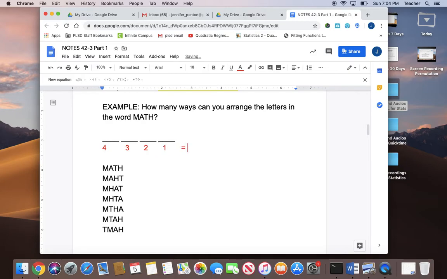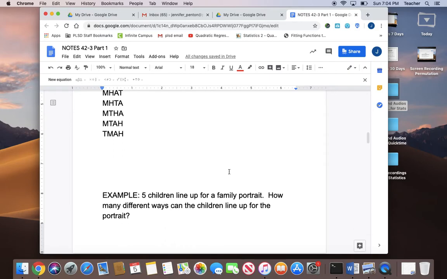So if I wanted to know the number of ways that I could arrange the letters in the word math, it would be 4 times 3 times 2 times 1. And that is 24. So if I wrote out all the possible arrangements of letters in the word math, there would be 24 of them. And notice that 4 times 3 times 2 times 1, that is the same as 4 factorial. All right, so I'm going to look at a second example.